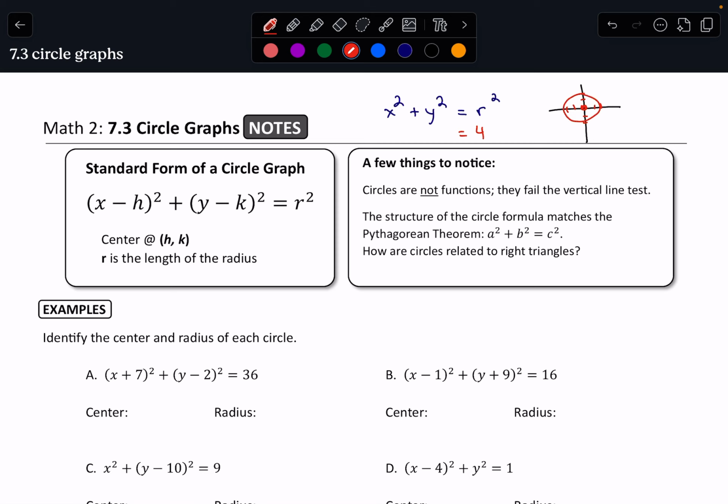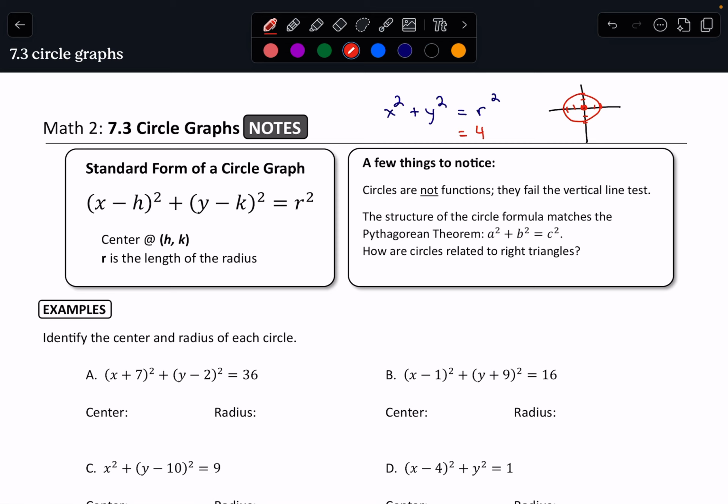Now, obviously, that would get really boring. So we want to move the circle up, down, left, right. We want to make it bigger and smaller. And here's how we do that. Any number inside the parenthesis with the x is going to shift it left and right. Any number in the parenthesis with the y is going to shift it up and down. Now you've got to be careful, because both of these are being shifted in the opposite direction.